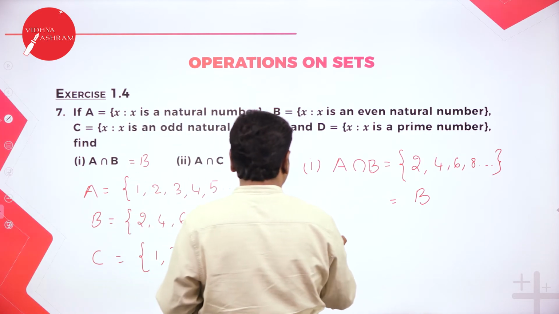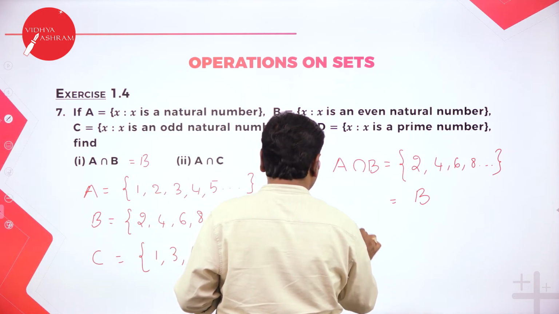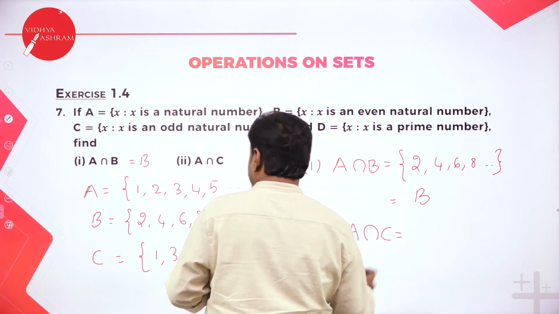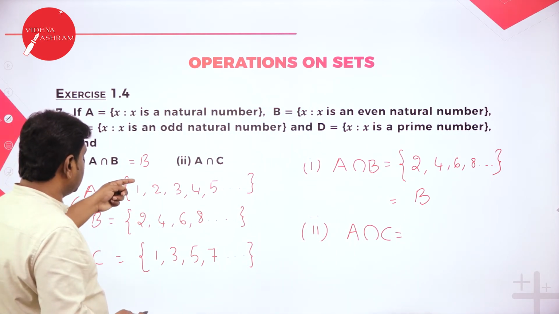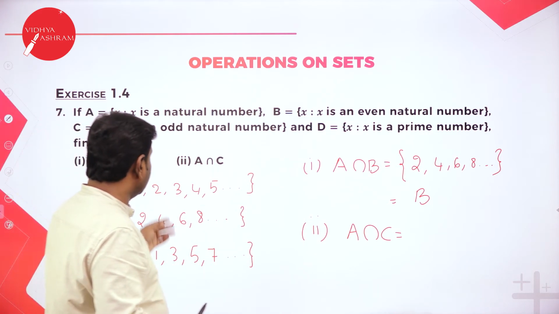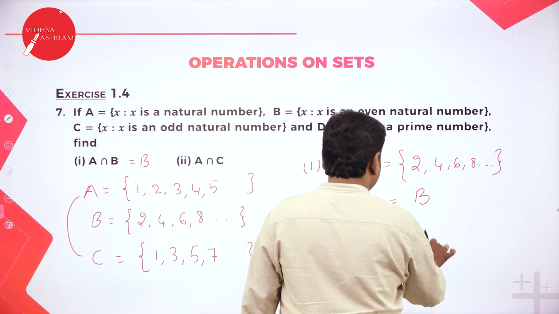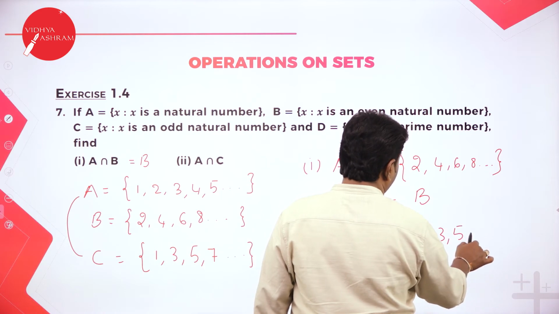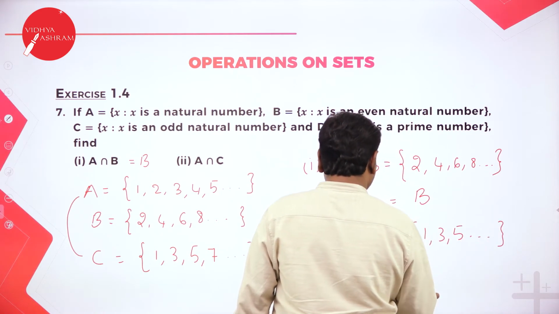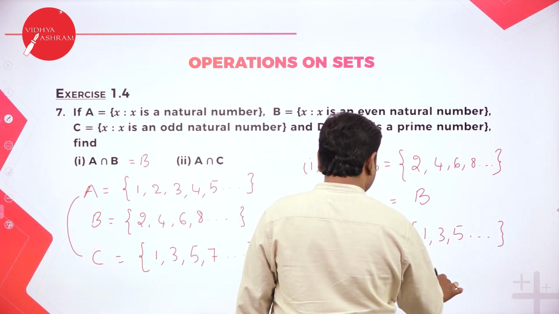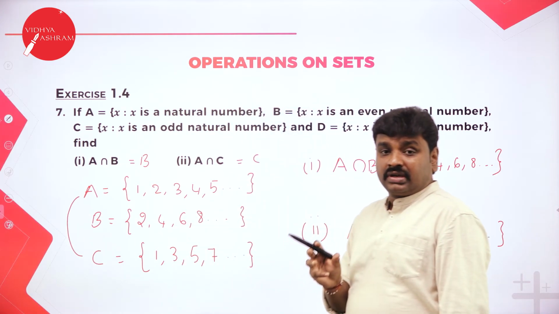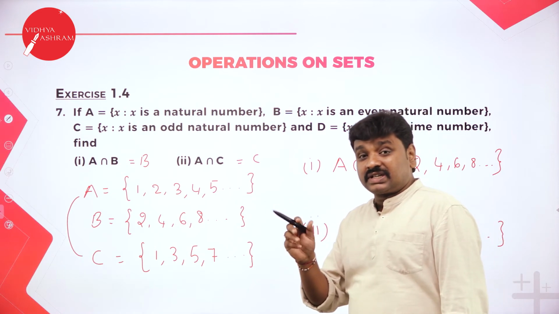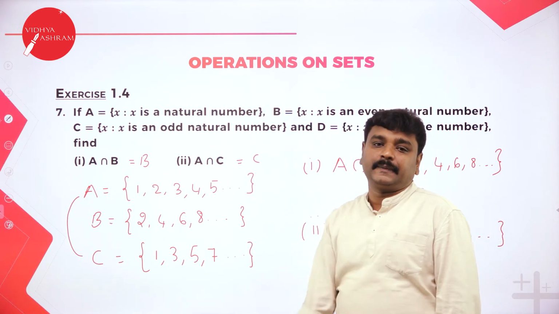Now the second part is A intersection C. What is A intersection C? Common elements of A and C. Here 1, 3, 5, so only odd numbers you will get. So A intersection C gives you C. That's it. See, what is the inference? Superset intersection subset gives you the subset.